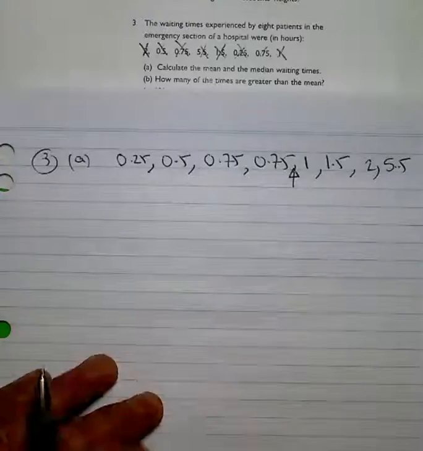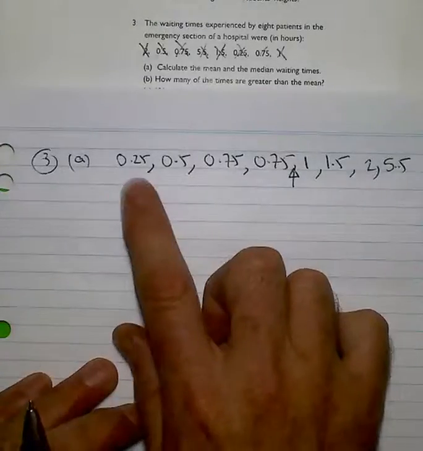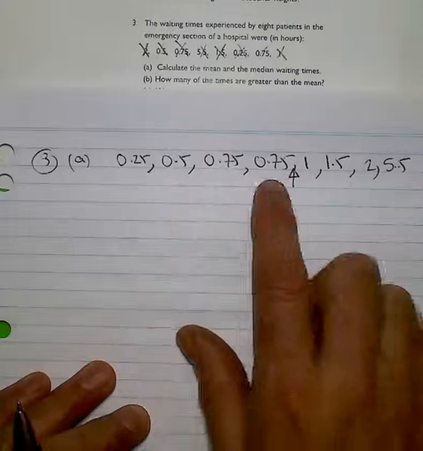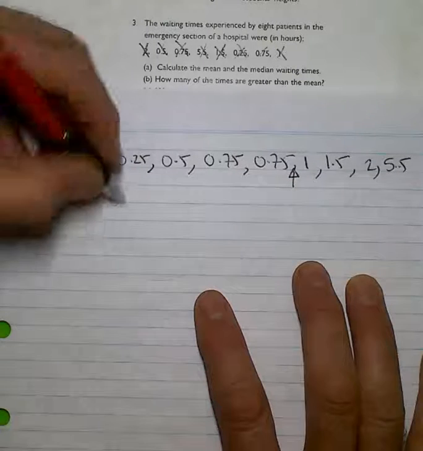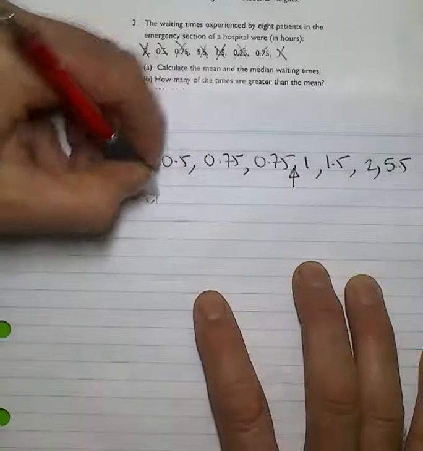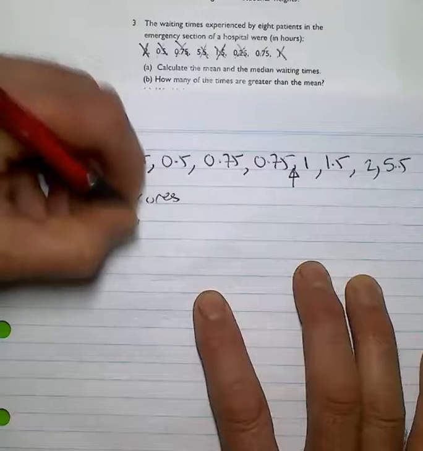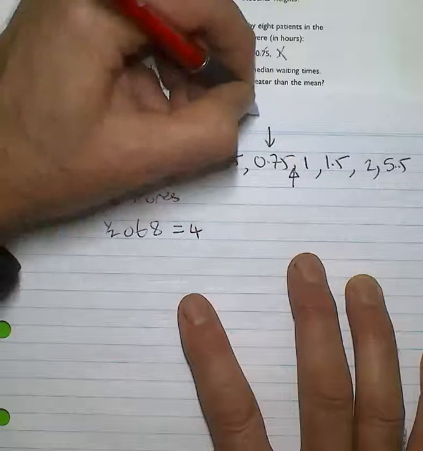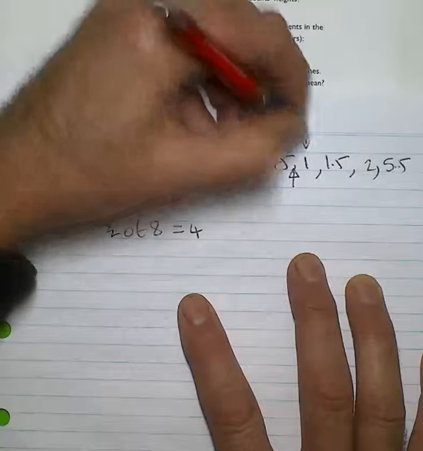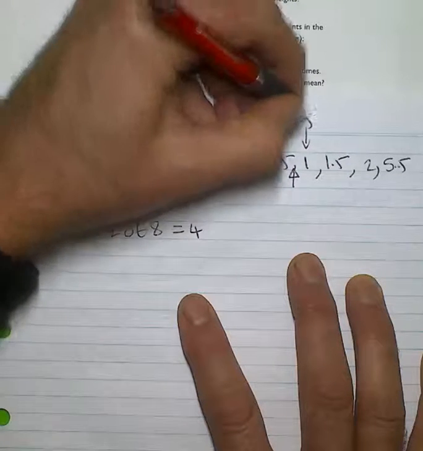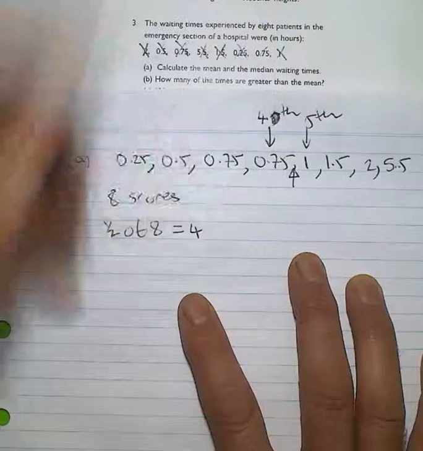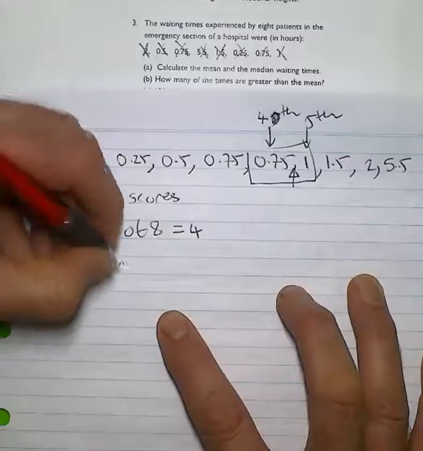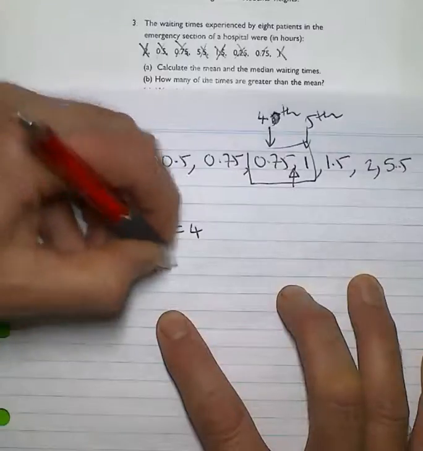In question number 3, what I've had to do before even commencing so I can find the median is to line them up from smallest to largest. Now I've got a total of 8 scores, and a half of 8 is equal to 4. So it's not going to work. I don't actually have a single median score. I've got a 4th and I've got a 5th score present. So I go halfway for my median between the 4th and the 5th.